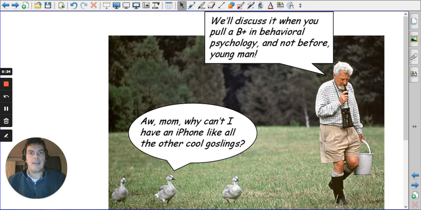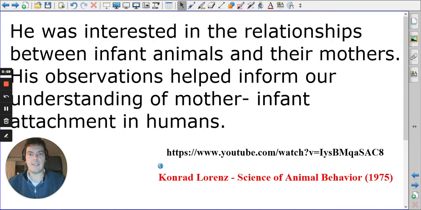Now, this particular cartoon that I've put into your notes is something which I use to introduce you to this idea. First of all, look at the picture and we see that there's something a bit bizarre about it. Why would these geese be looking to Lorenz as if he's a parent? Why would they be following him? Well, we're going to soon find out in terms of looking at the research that Lorenz did.